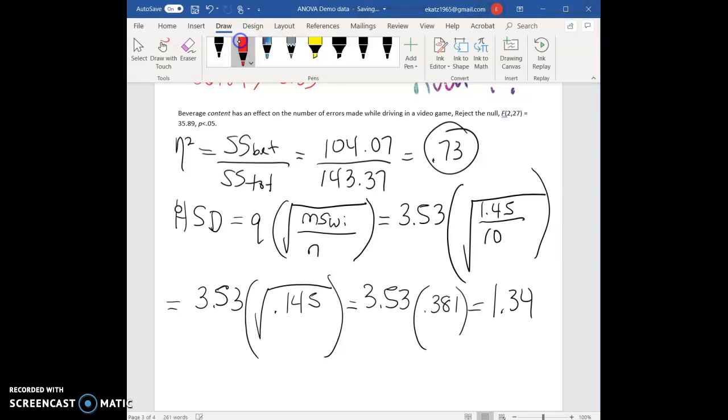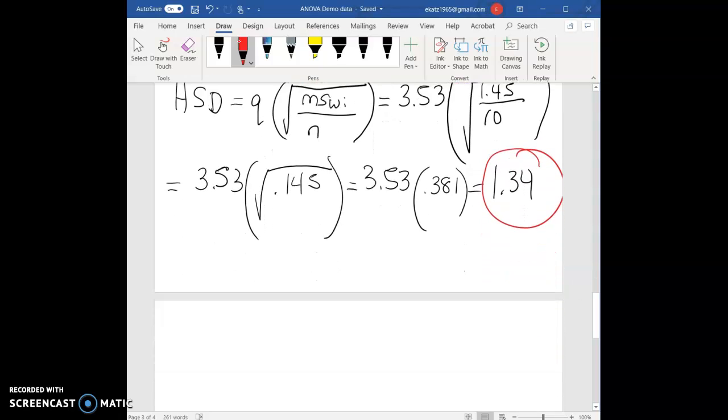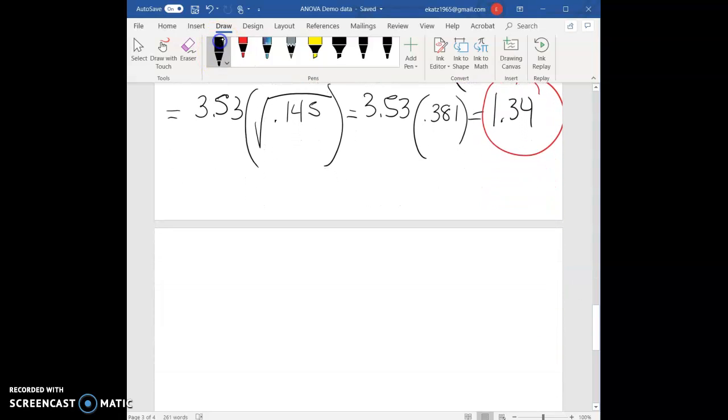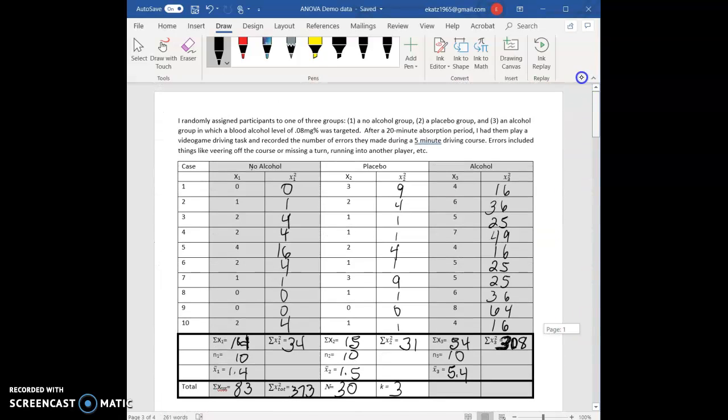Now, what we're going to use this for is to evaluate whether the difference between the means is greater than this value, right? So this is basically saying that the magnitude of the difference between means must exceed this value of 1.34 if we're to consider them statistically significant at alpha equals 0.05. So here's what we're going to do. We need to actually calculate the difference between means, and it's been a little while since we've looked at them, but we go back to our table. We know that group 1 had a mean of 1.4, group 2 had a mean of 1.5, and group 3 had a mean of 5.4.